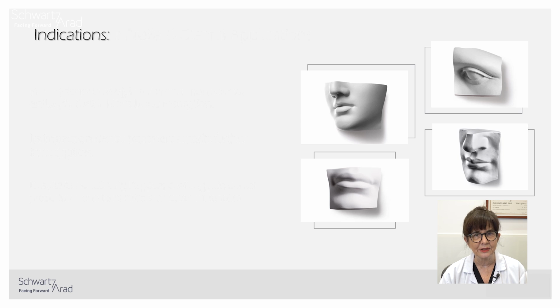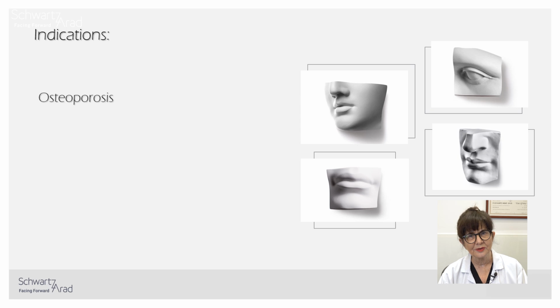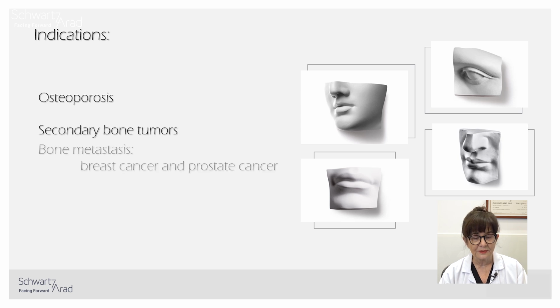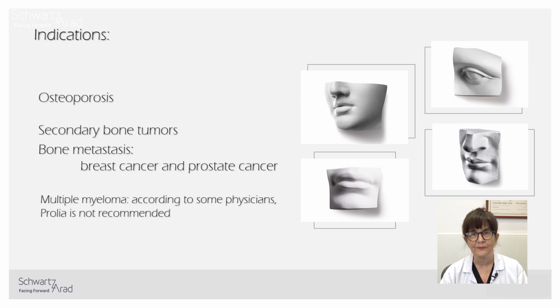What are the indications for Prolia treatment? Osteoporosis is one of the main indications for treating patients with Prolia. Secondary bone tumors, bone metastasis like breast cancer and even prostate cancer, multiple myeloma. Multiple myeloma, according to some physicians, Prolia is not recommended. Yet in the literature you will find a recommendation to treat multiple myeloma with Prolia as well.